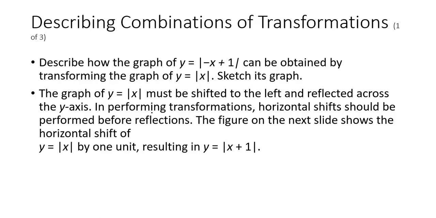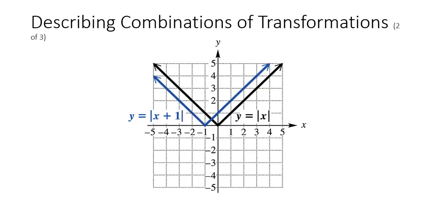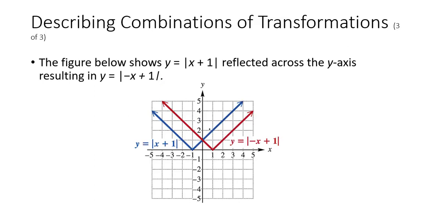So in performing transformations, horizontal shift should be performed before reflections. On the graph on the next slide, you can see that first we look at y is equal to absolute value of x plus 1. That means the horizontal shift. And as you can see, this would be shifting the graph of absolute value of x to the left 1 unit. Remember, this was x minus 1, shifting to the left 1 unit.